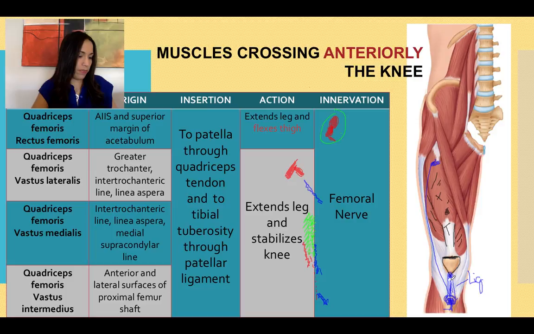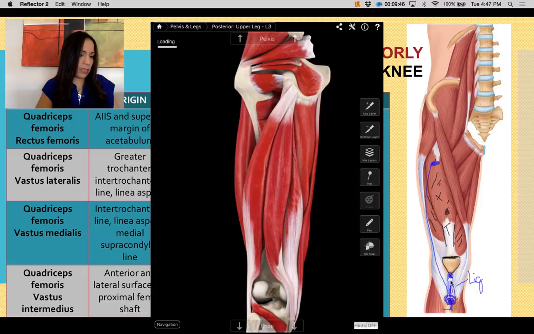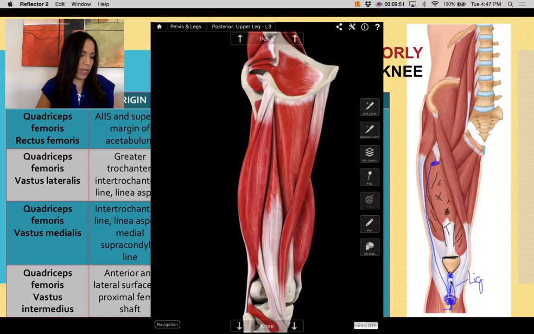Let me see if I can. I forgot to set this up. Let's see if we can do it anyway. Let me add all the layers. We're still on the thigh. We described already that medial compartment. Let me add more layers.